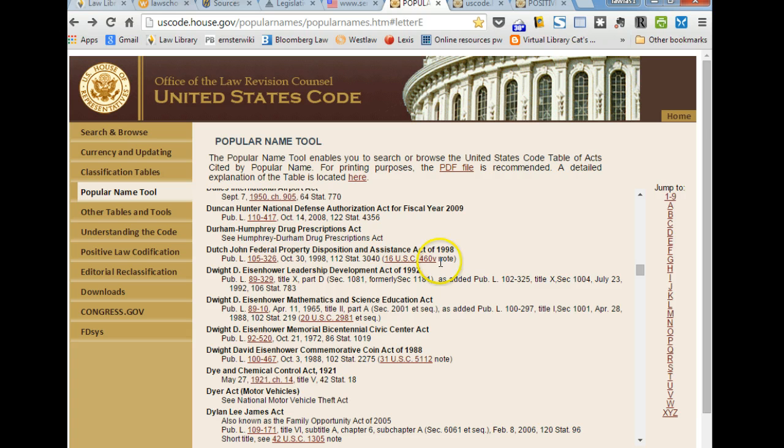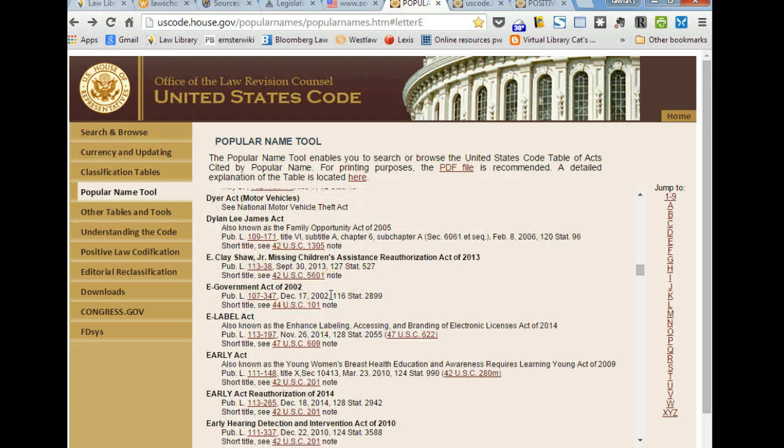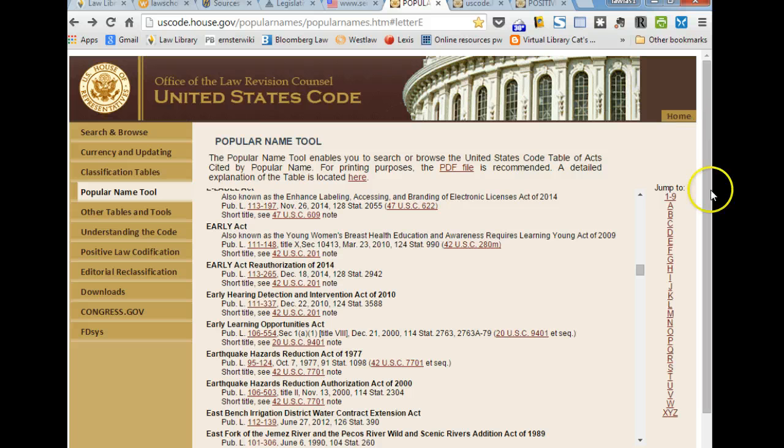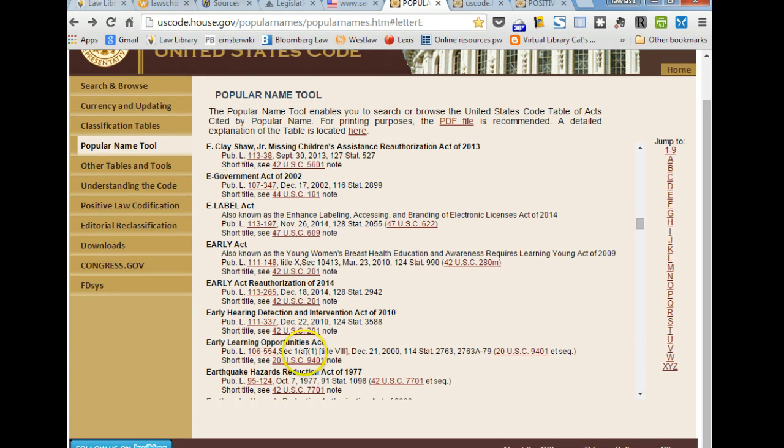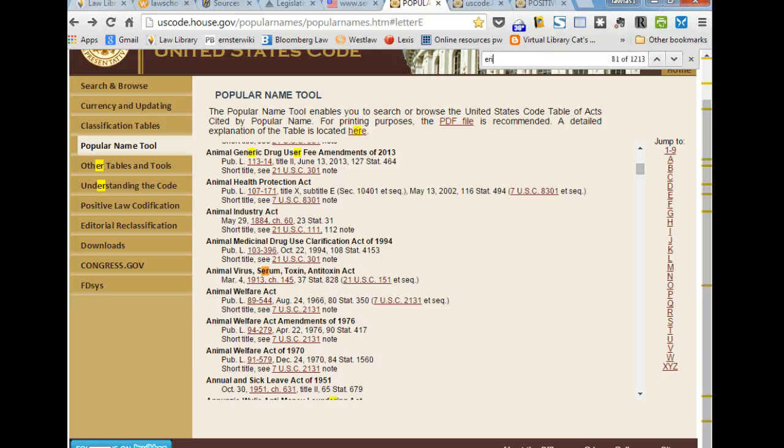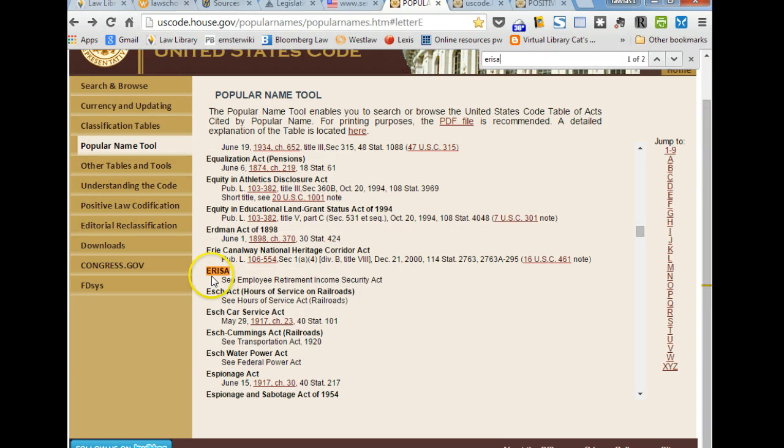So we know our name of our act is ERISA, so if I weren't already in the E's, I would click on the E. What I might do, because you've watched me scroll more than enough already, is again do another Control F and look for ERISA. And actually it's going to do what indexes always do to us. It's going to refer us somewhere else, Employee Retirement Income Security. So rather than look in ER, I have to look under EM.